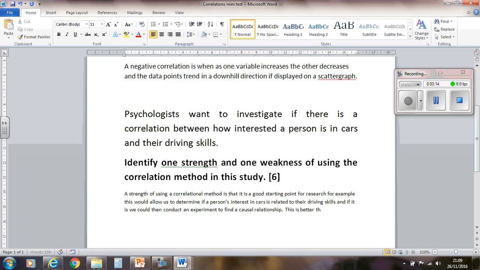This is better than conducting an experiment initially, as if no relationship is found, lots of time and money had been wasted.